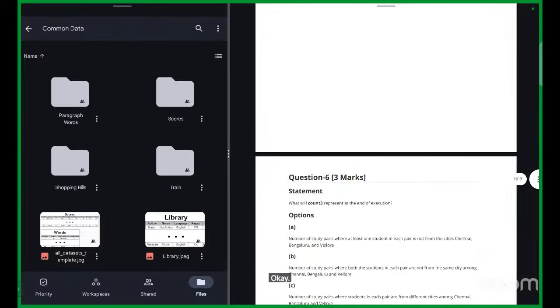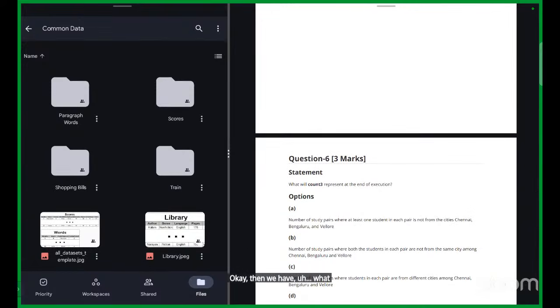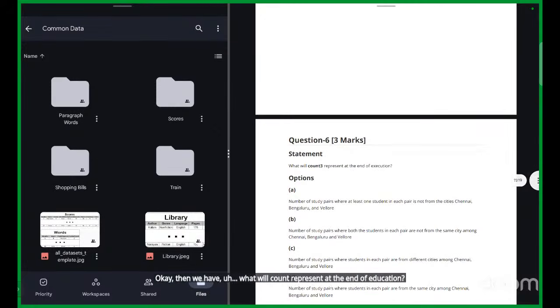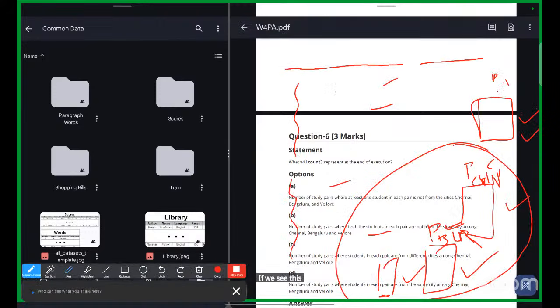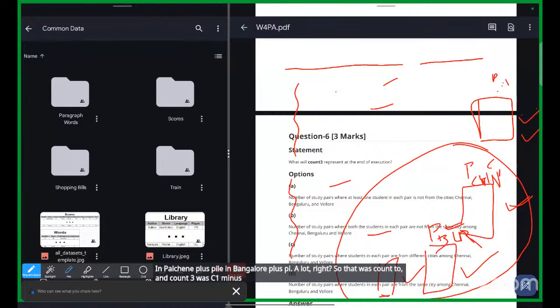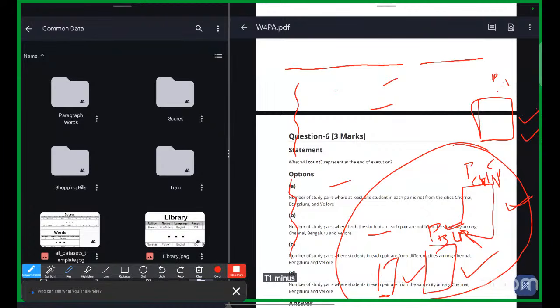Okay, then we have: what will count 3 represent at the end of execution? So what was count 3? If we see this, count 1 was all the study pairs in pile 1, right? Count 2 was all the study pairs in pile Chennai plus pile Bangalore plus pile Vellore, right? So that was count 2, and count 3 was C1 minus C2. Okay.